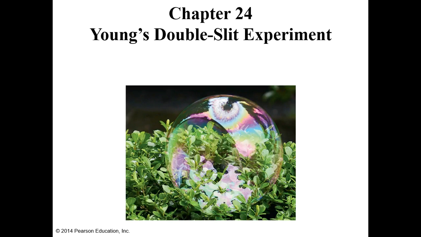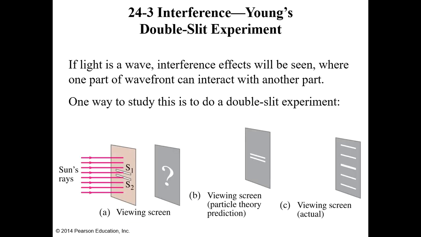In 1801, the English scientist by the name of Thomas Young did an interesting experiment that showed once and for all that light is definitely a wave. Here's what Young's double slit experiment is. He took a sheet that had two slits in it, and he shined the light of the sun through those slits. And then he had a viewing screen on the back side.